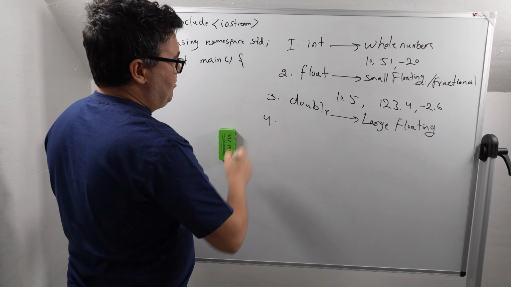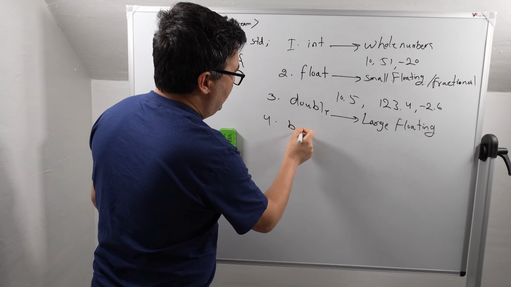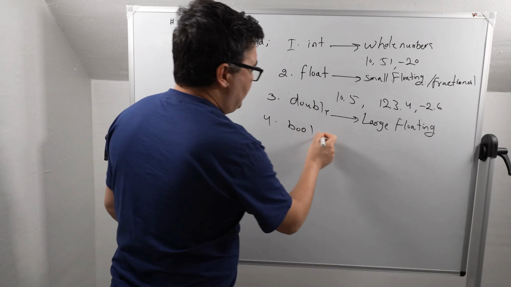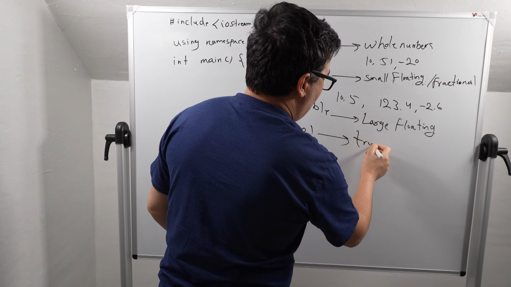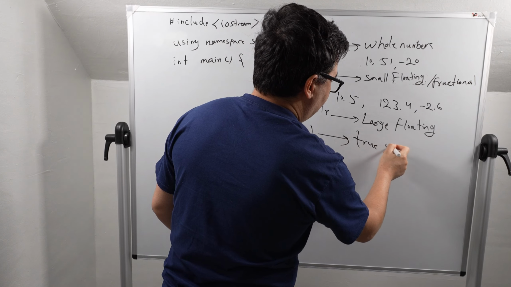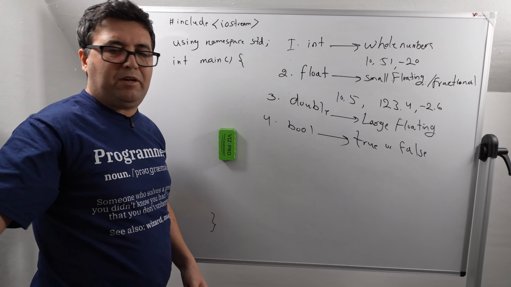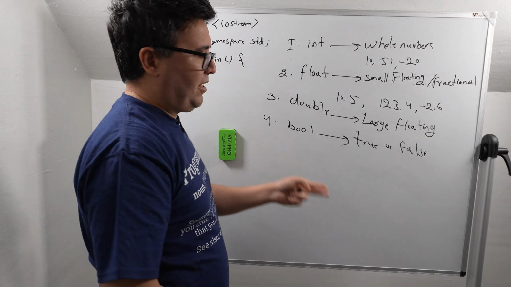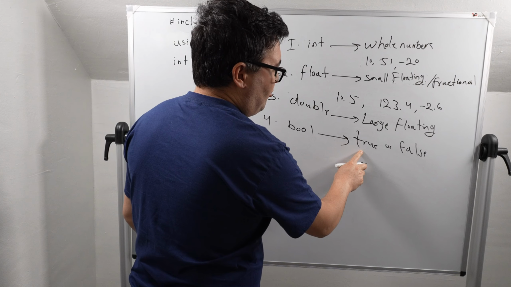The fourth one we have is the bool data type. The bool data type is used to store true or false. So we will see an example of this on a computer. So we will practically work. So the bool data type is used to store true or false.